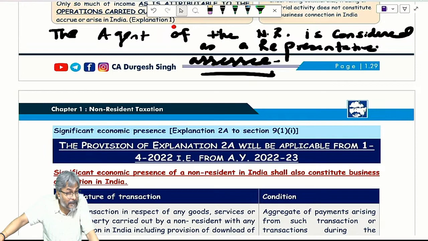In fact, even the permanent establishment definition that I made you refer to yesterday, even in that case, there was again the same requirement. Branch, office, factory, etc. Depots. What is it? Nothing but a physical presence. That is what constitutes permanent establishment. That is what constitutes business connection, isn't it?